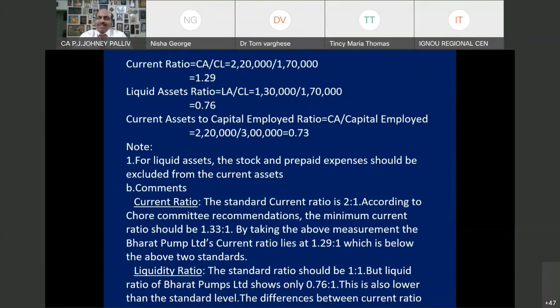And every month they are defaulting on the repayment of the loan. They are defaulting on the payment of salary. Employees are not happy. They are defaulting on payments to suppliers of raw materials. The suppliers are also finding it difficult and will stop supplying raw materials. And finally, what is the situation? Their bank account will be frozen.